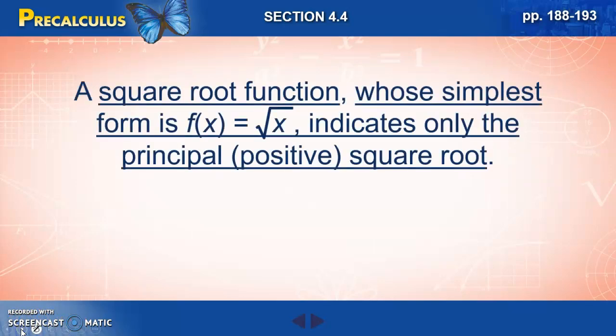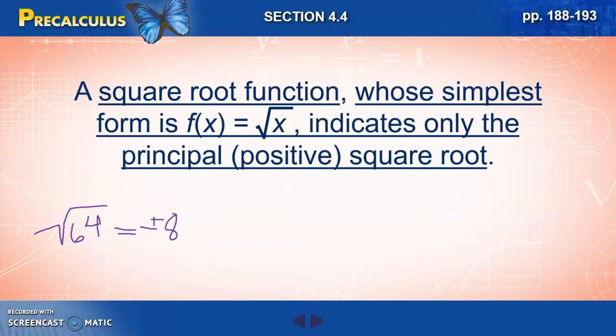A square root function is a type of radical function, and the simplest form of a square root function is f of x equals square root of x. This indicates only the positive or principal square root. Now, if you remember when we used to find perfect squares, you might be asked to find the square root of 64, and you knew that your answer had to be plus or minus 8, because positive 8 times positive 8 is 64, and negative 8 times negative 8 is 64.